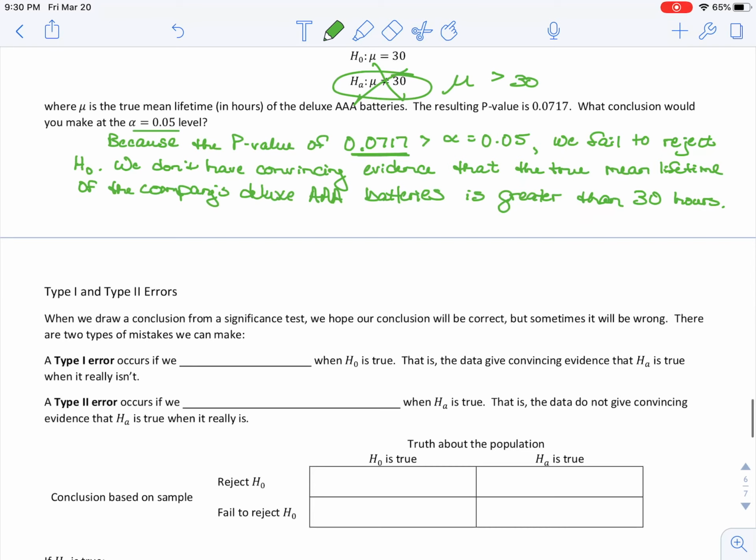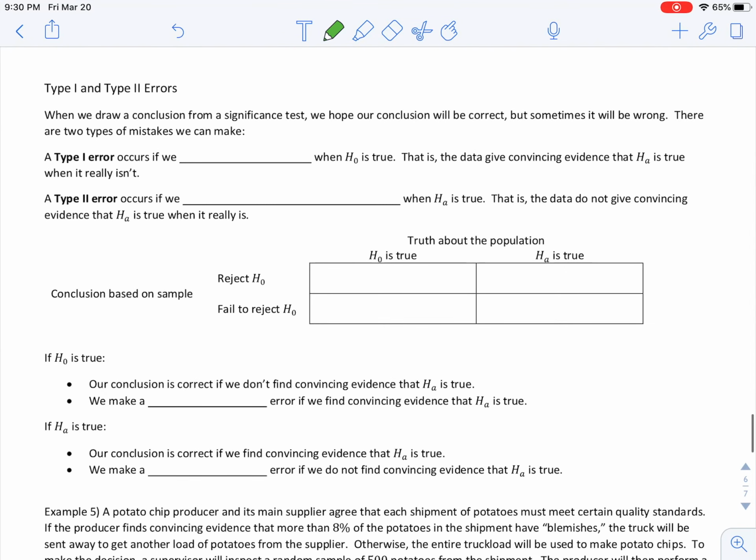However, even if you've done that, there are still errors that could have been made. When you draw a conclusion from a significance test, we're hoping that we've made the right choice, but you're going to be wrong sometimes because you're basing it off a sample, and sampling variability is a thing. It happens. We get weird results sometimes. There are two types of mistakes that you can make.